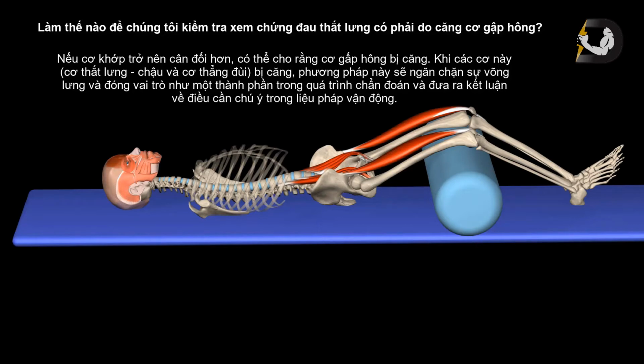When the muscles, the iliopsoas and rectus femoris, are tight, this adaptation prevents an increase in lordosis and serves as another component in the process of diagnosing and drawing conclusions about what to emphasize in the movement therapy.